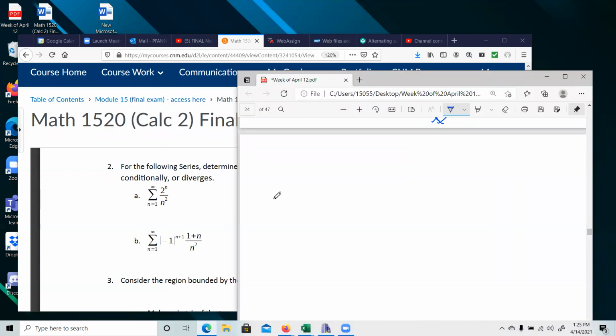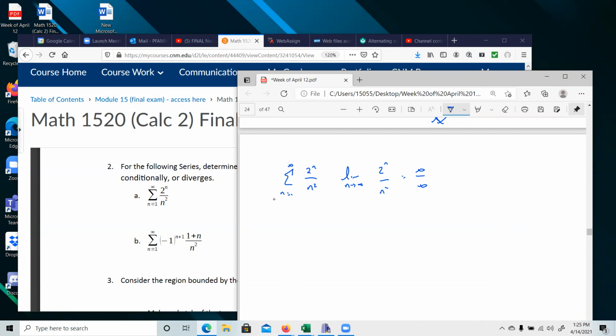Where's my little pen? Here we go. So we want the sum from n equals 1 to infinity of 2 to the n over n squared. Which one's going to get bigger faster? If I just try the limit as n goes to infinity, we end up with 2 to the n over n squared, both of these going to infinity. We end up with infinity over infinity, so that doesn't really help.